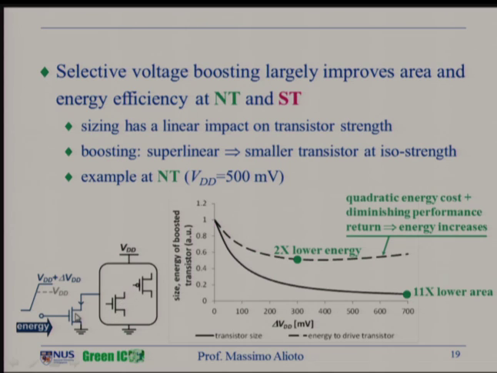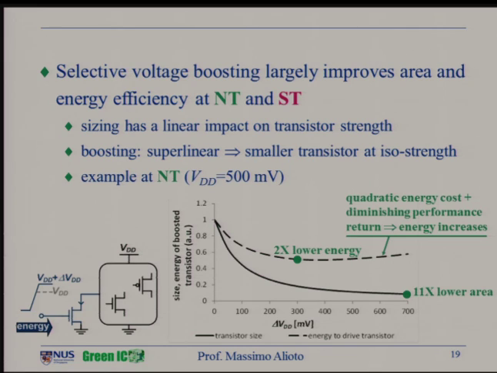This could be, for example, a sleep transistor or a buffer. Well, in this case, let us assume that we are working at a nominal voltage of 500 millivolts. Then, if we increase the gate voltage of this transistor from VDD to VDD plus delta VDD, with delta VDD in the order of 100 millivolts, 200 millivolts, and so on, what we get is that the strength is increased superlinearly, as we noticed before.